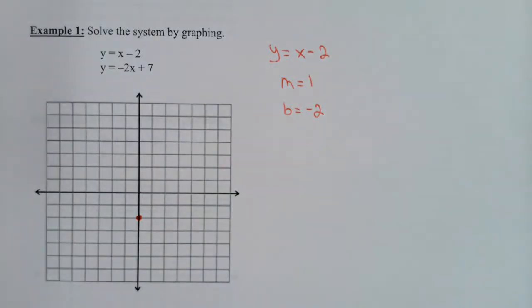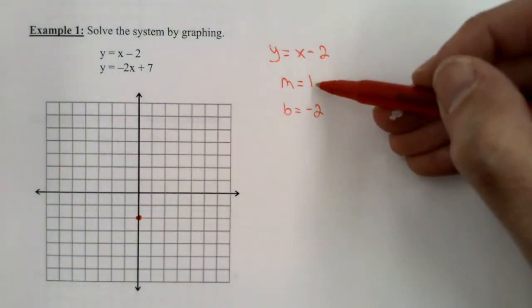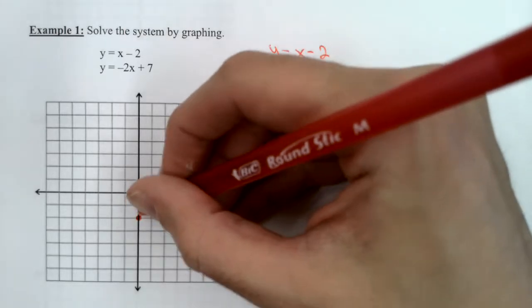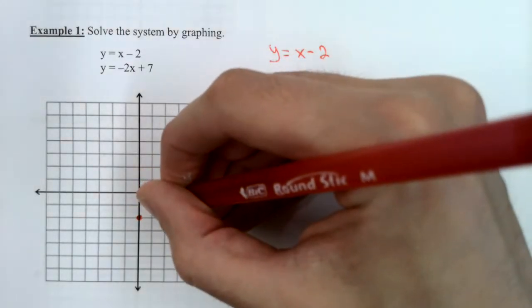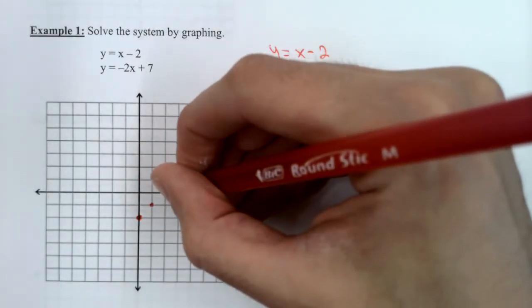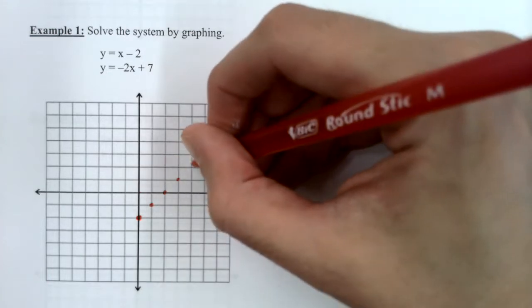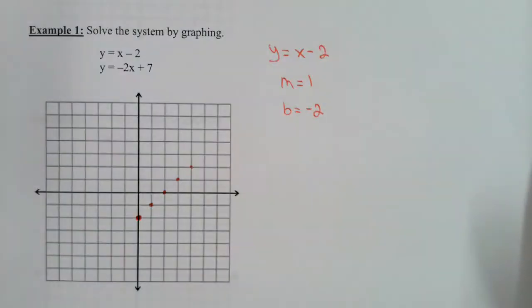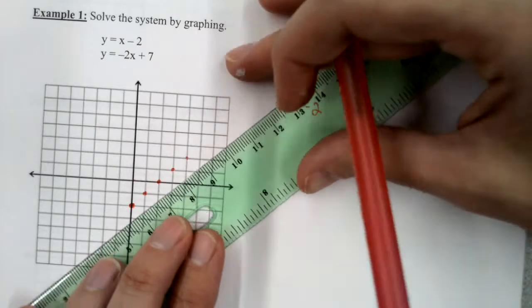So you plot that first. The slope is 1. That means go up 1, right 1. Up 1, right 1. Do it a bunch of times so your graph looks nicer. And then graph the line.